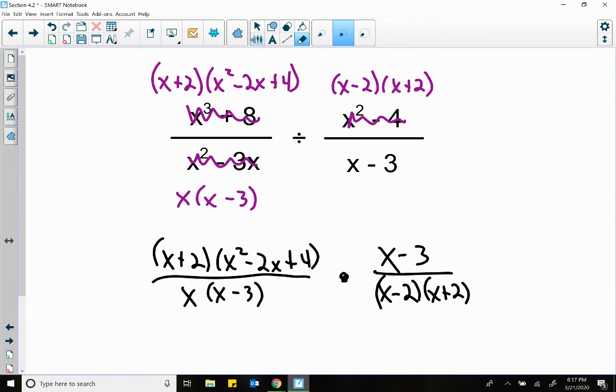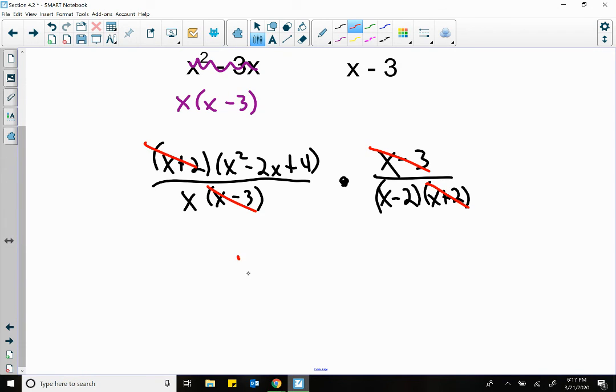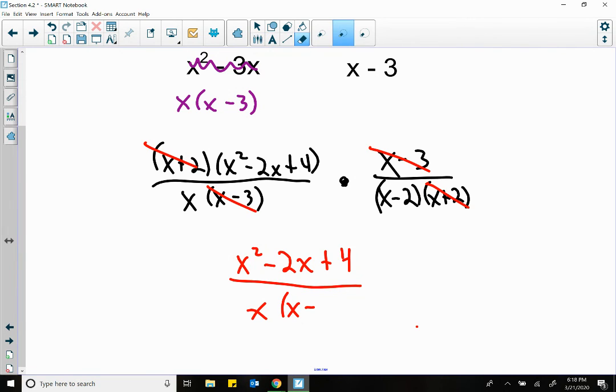Okay? So what's going away? What's canceling? Well, the x plus 2 cancels the x plus 2. The x minus 3 cancels the x minus 3. And that's it. So what do we have left? x squared minus 2x plus 4 over x minus 2. Not a 3, Mr. Armstrong, a 2. And there you go.